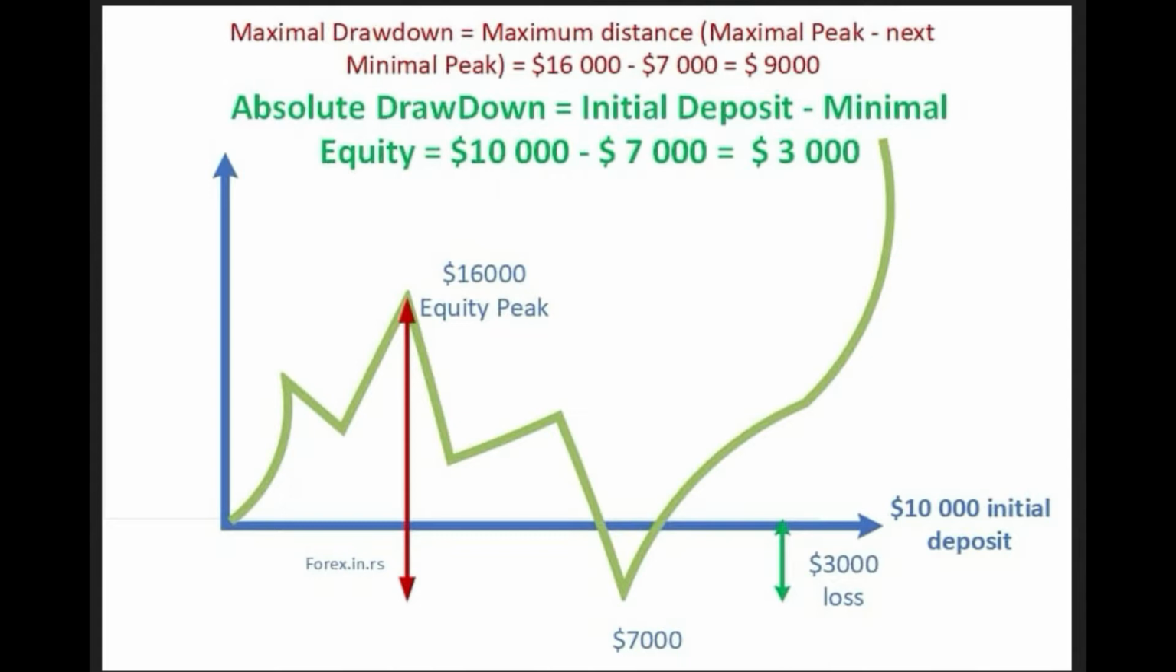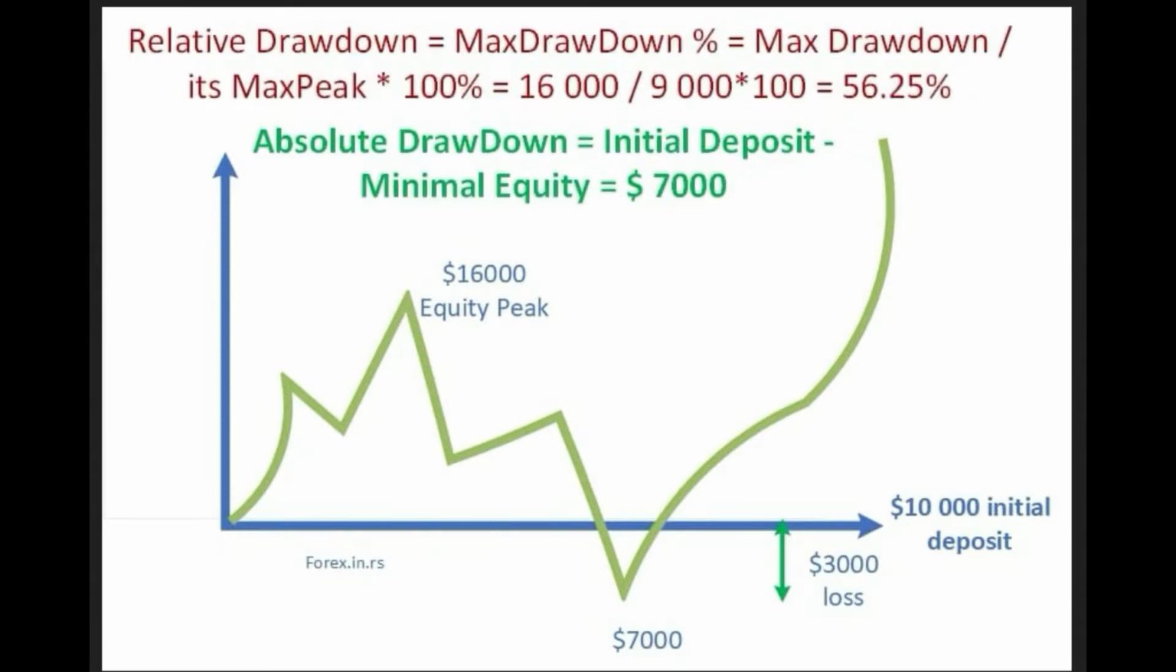Please remember, because now and in future videos we're talking a lot about maximum drawdown, because maximum drawdown is the most important thing in trading when we use any kind of criteria to measure trading performance. So please remember this: maximum drawdown, that maximum distance between the maximum peak and the minimal peak, and you just find the maximum distance. And in the end, just to know what the relative drawdown is.